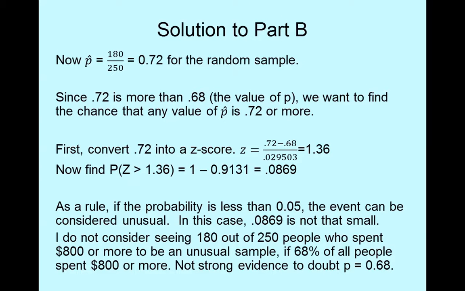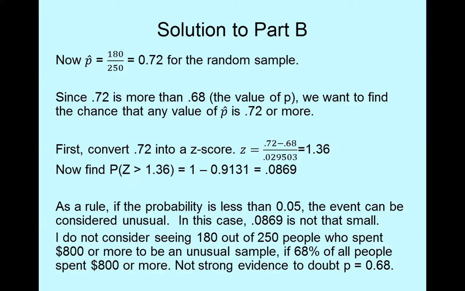So the sample proportion is 180 out of 250, which as a decimal is 0.72, and again that is exact, so we don't have to keep 6 digits after the decimal point. There would just be zeros after that. 0.72 is more than 0.68. Okay, so we want to find the chance that any value of p-hat is what we observe, 0.72, or farther away from the mean, which was 0.68. So that's why we wanted the area to the right of 0.72.